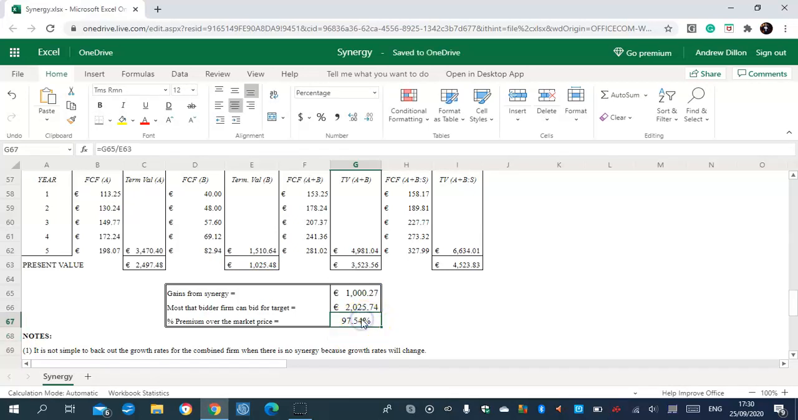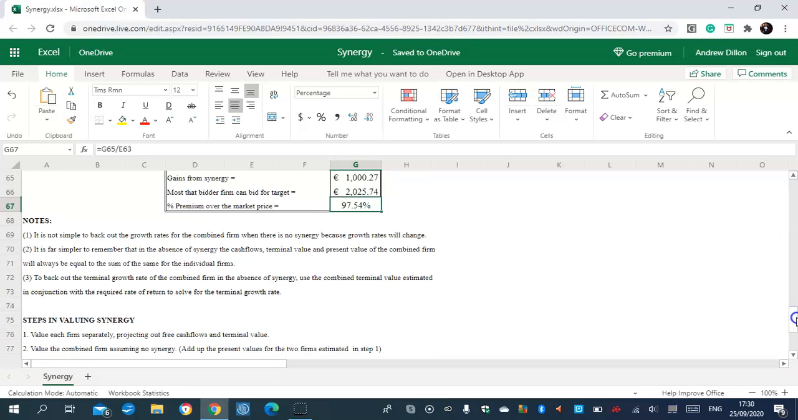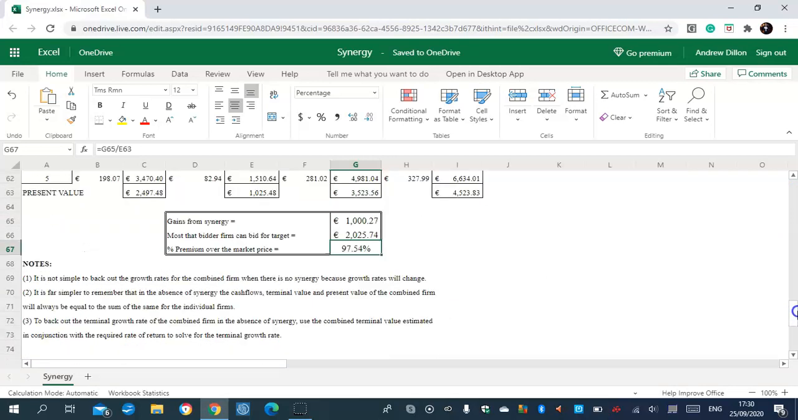Yeah, so only 7.54%, so there's notes to be taken. 1. It is not simple to back out the growth rates for the combined firm when there is no synergy because growth rates will change.